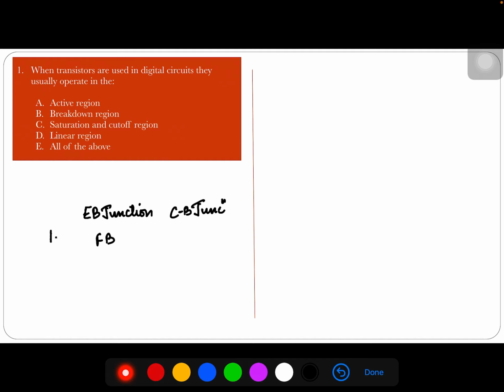Either you can forward bias the emitter base junction and reverse bias the collector base junction, or you can forward bias both the junctions, or you can reverse bias both the junctions, or you can reverse bias the emitter base junction and forward bias the collector base junction. So I hope that you understood that these four combinations are possible by connecting the batteries to these two junctions. And every combination corresponds to a particular region of operation.